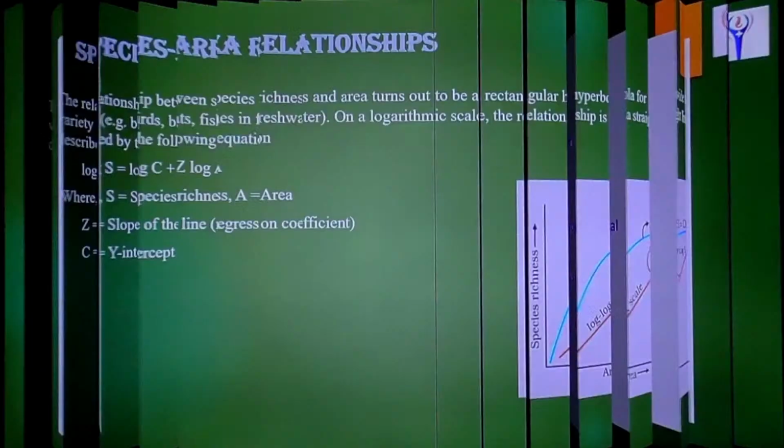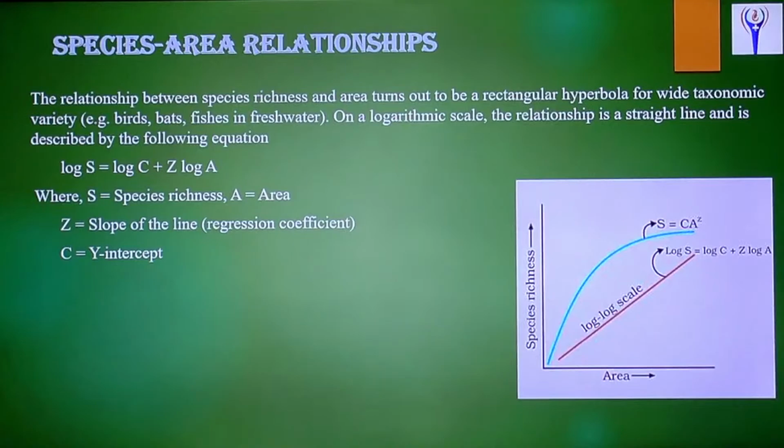And the next is the species-area relationship. This was given by a German naturalist and geographer named Alexander von Humboldt. What he said in his graph is that when the area increases, the species richness also increases, but it stops at a particular limit. He obtained a rectangular hyperbola, and the equation is as follows: log S equals log C plus Z log A, where S is the species richness, A is the area, Z is the slope of the line, and C is the Y-intercept.